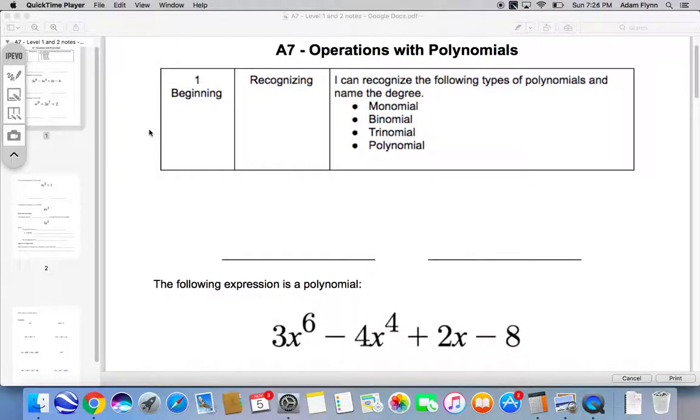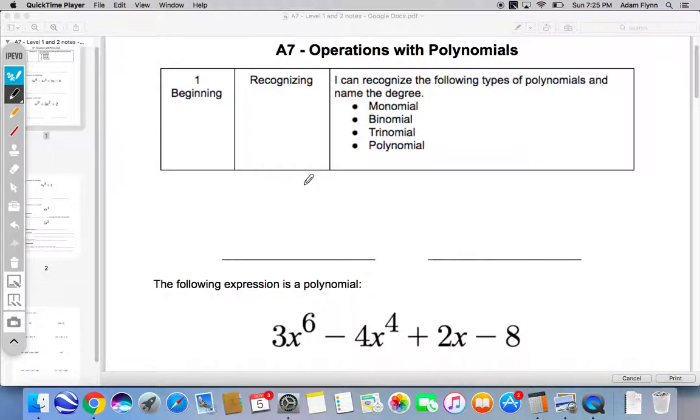This is Biddeford High School Graduation Standard A7 Operations with Polynomials Level 1 Notes, which happens to be naming polynomials. So in our last standard, A5 exponents, we used different properties to simplify certain expressions. Now we have the tools to simplify polynomial equations. So in this standard, we'll be multiplying, dividing, adding, and subtracting polynomials.